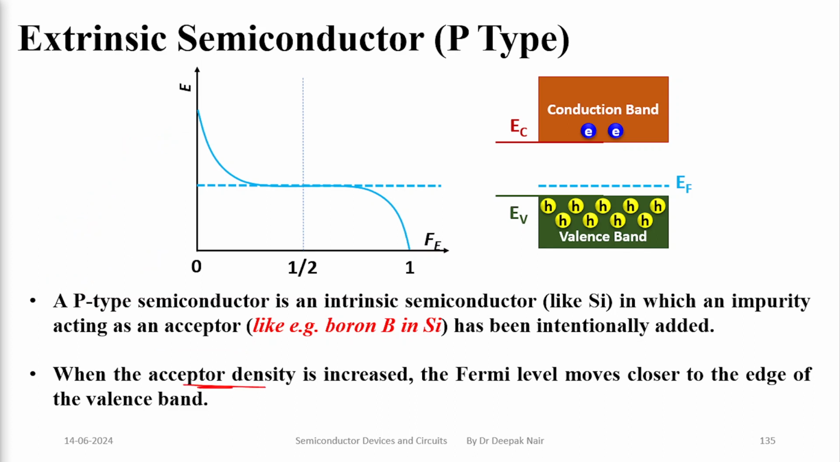When the acceptor density is increased, the Fermi level moves closer to the edge of the valence band. So if you keep on increasing the impurity in p-type material, the Fermi level moves closer and closer to the valence band. So remember, in case of p-type semiconductor, the EF moves closer to the valence band.